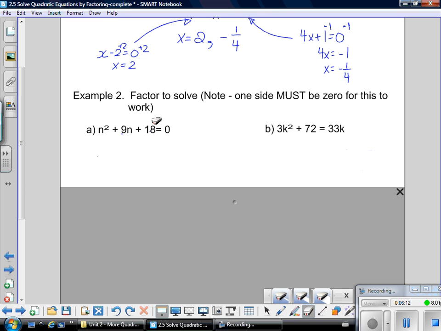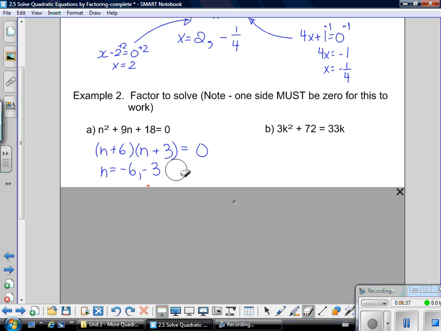So 9 times 2, but when I add them I get 11. So 3 and 6 would work. So (n + 6)(n + 3), and I know that has to equal 0. So when I set each of these brackets equal to 0, this one will produce n equals negative 6, and this one will produce n equals negative 3. So my answer is n is negative 6 and negative 3.